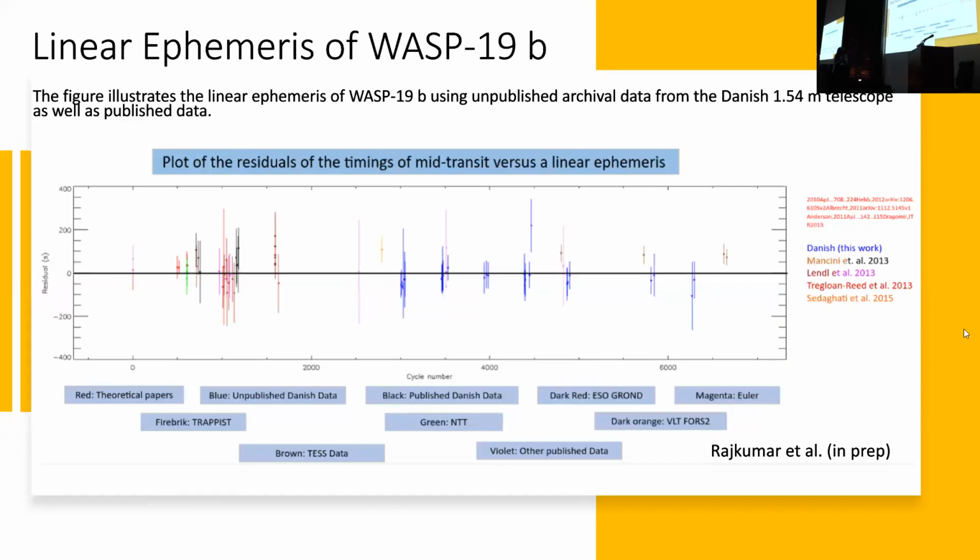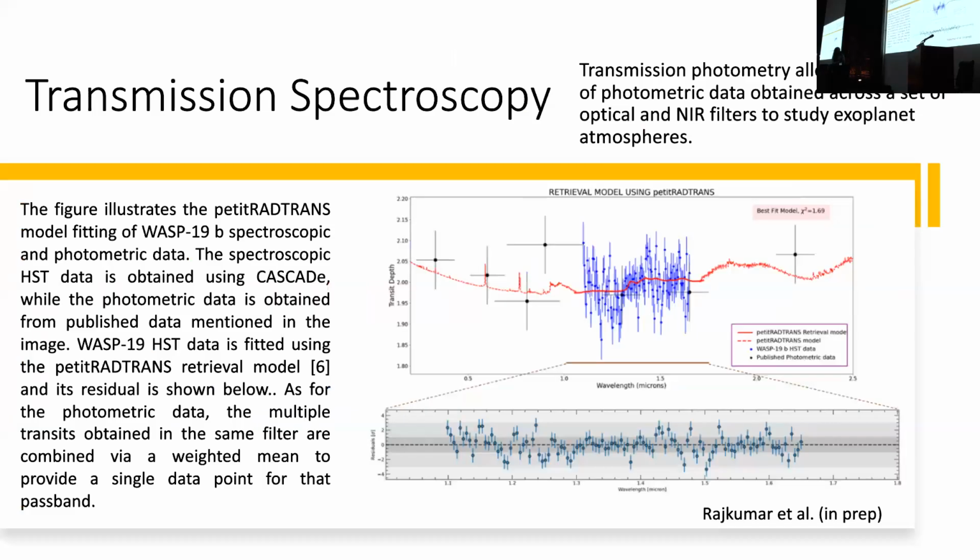The other part of my study is that we have constructed an atmospheric characterization for this exoplanet, WASP-19b. The black points here show the photometric data that I've used for the orbital ephemeris study, and the blue points here are the HST spectroscopic data, which is already published.